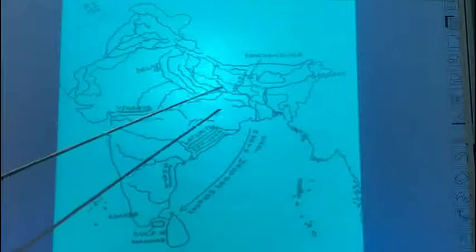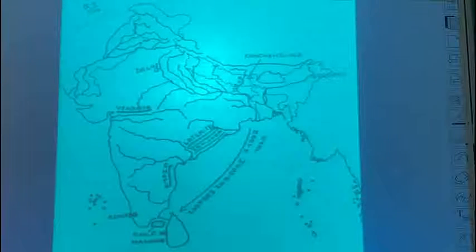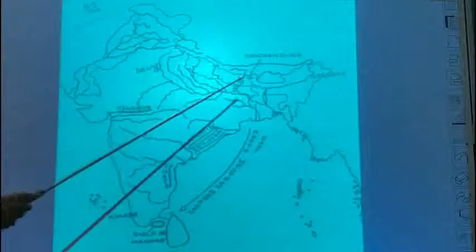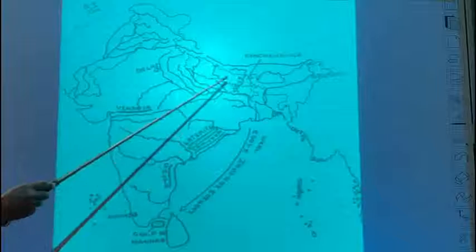Next, mark and label the Kanchenjunga peak. So, Kanchenjunga peak is here. It is the 3rd highest peak in the world. It rises with an elevation of 8,586 meters in a section of the Himalayas. Okay.